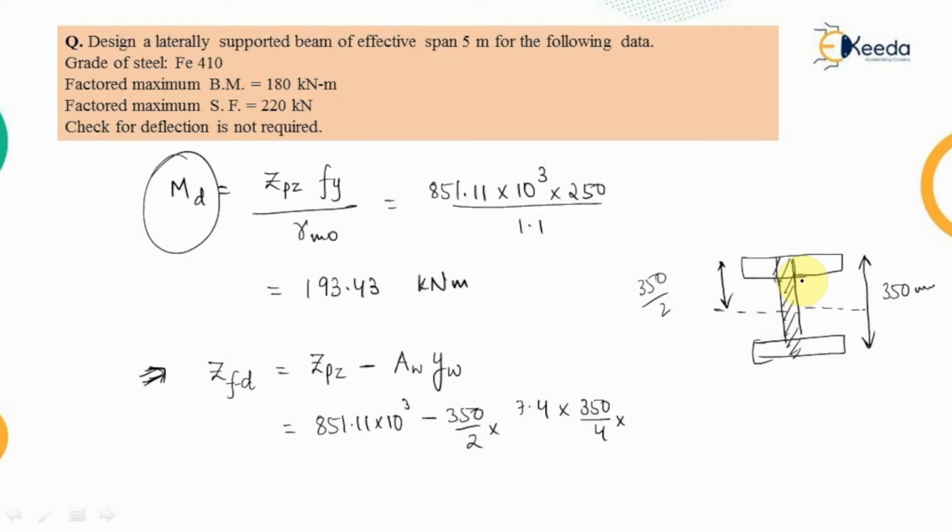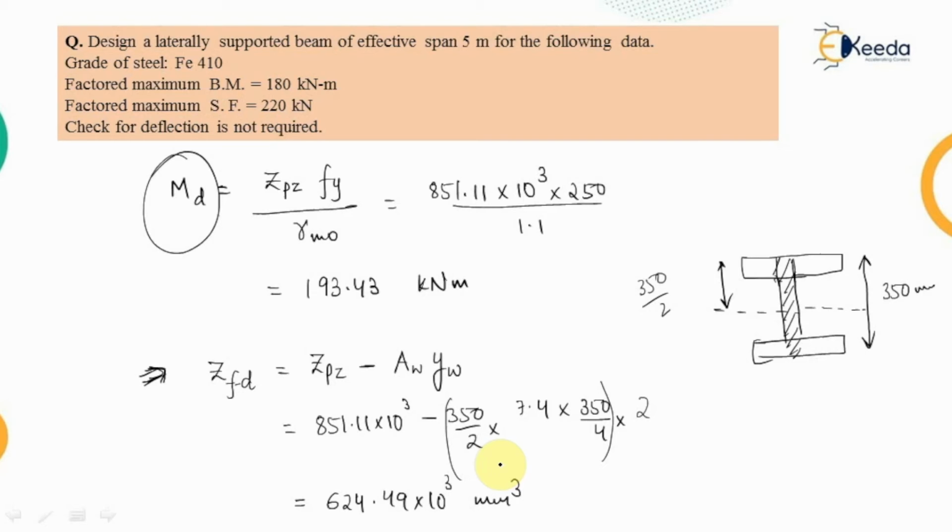So from the overall section modulus, which is 851.11 into 10 raised to the power 3, we will be subtracting the half the area into its centroidal position, and since it will be repeated at the bottom part also, that's why we will be multiplying it with 2. So from here, this value that we are getting comes out to be 624.49 into 10 raised to the power 3 cubic millimeter. So this is the actual section modulus which will be calculated by excluding the shear area.